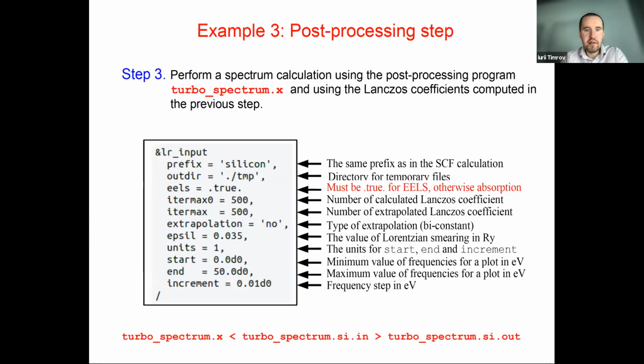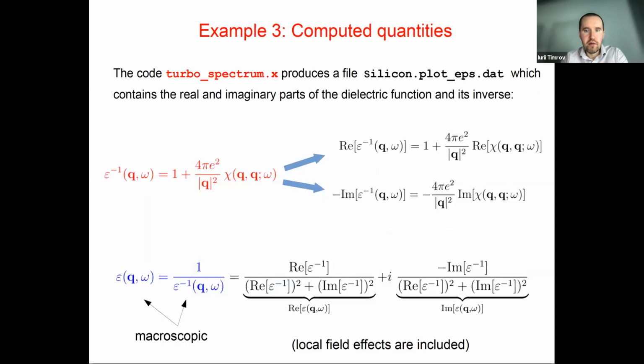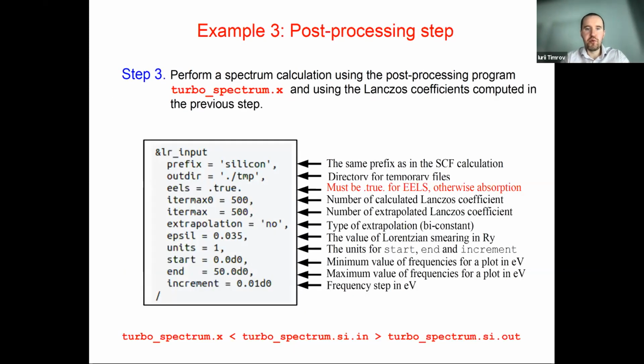Okay, let me describe the third step. The third step is the post-processing step using the turbo_spectrum.x program, which Oscar already discussed before. We have, as usual, prefix and outdir. We need to activate the keyword eels equals true to tell this program that we are now using the turbo_eels code, not turbo_lanczos. So the code will be aware that we are using EELS spectroscopy, so it will read the temporary files properly.